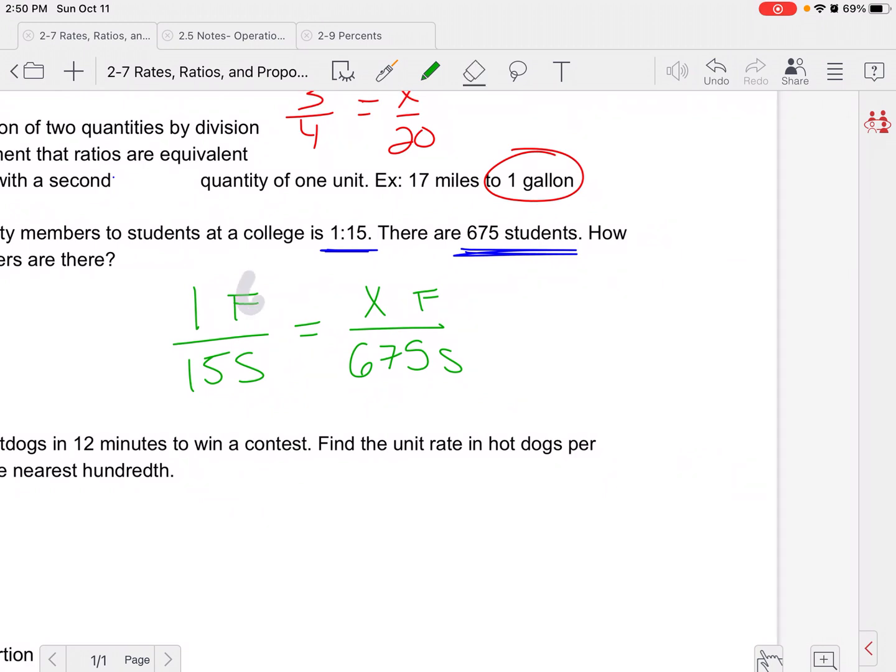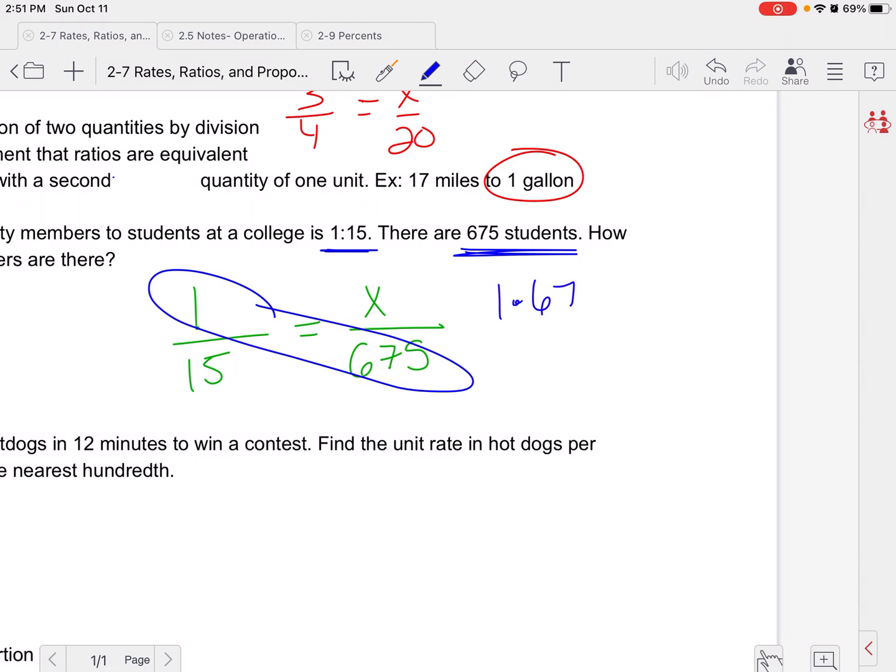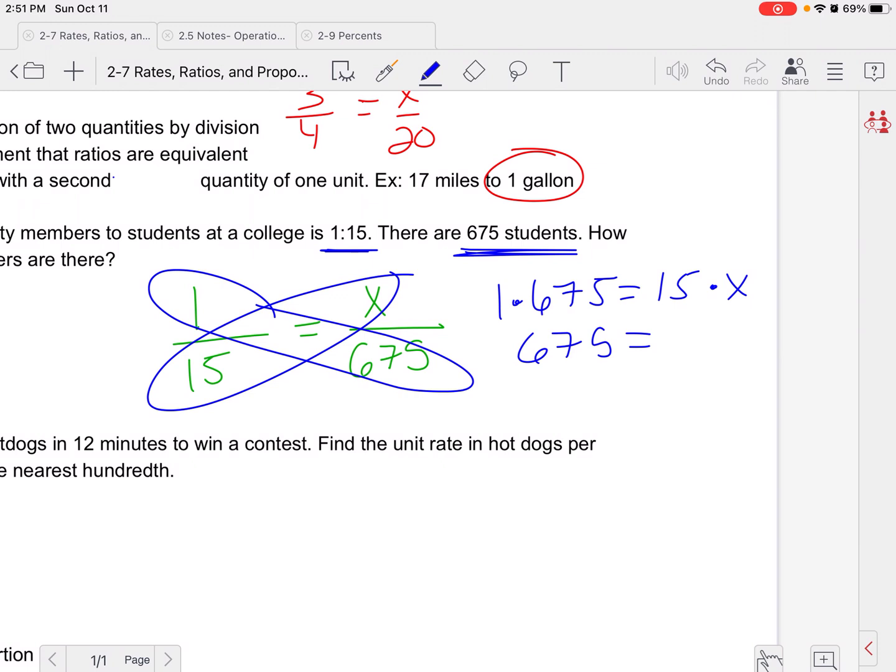So I'm just going to get rid of my extra letters here because that was just kind of helping me arrange some things. And now I can use my butterfly method that we learned in 7th grade. We can multiply the diagonals when fractions are equal. So 1 times 675 equals x times 15. Some of us are going to jump right to 675 equals 15x, and that's totally fine. Then we solve for x, divide by 15. 675 divided by 15 gives me 45.